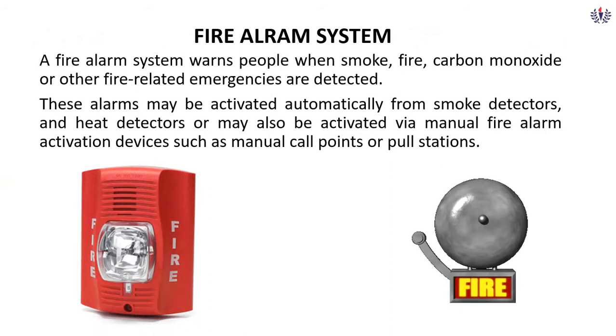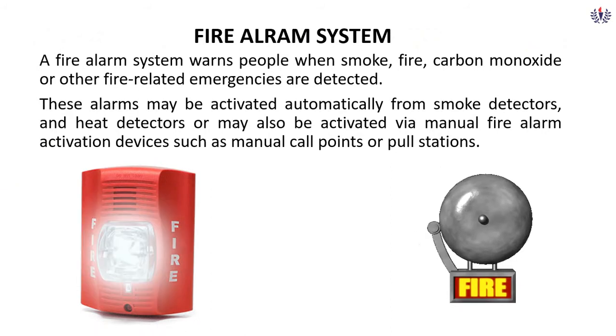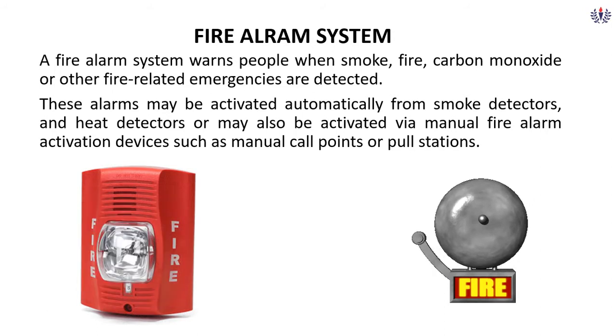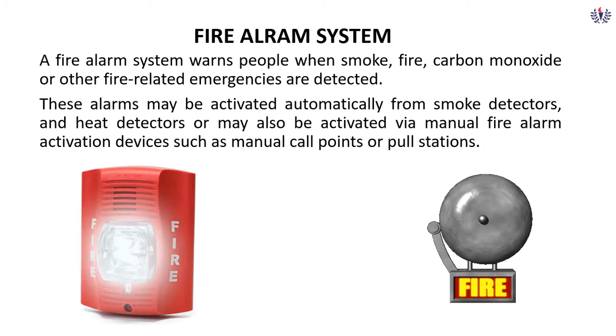So what is meant by fire alarm system? A fire alarm system warns people when smoke, fire, carbon monoxide, or other fire related emergencies are detected. These alarms may be activated automatically from various sensors such as smoke detectors, heat detectors, or multi-detectors, or sometimes they may be activated by manual activation devices such as manual call points or pull stations.